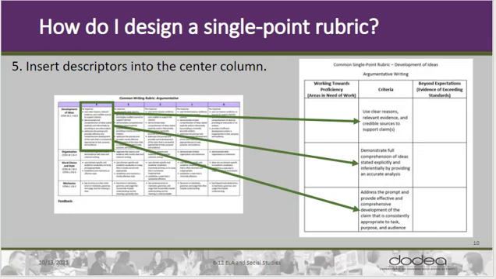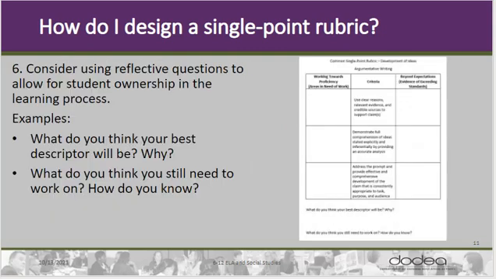So now you're going to use the middle column and insert your descriptors. So I know what I'm going to have on the left and the right as far as the grow and the glow. And then in the middle is the criteria. So I've broken that down. I've taken the descriptors from proficient and popped them in there. So now it has become a single point rubric. So now I have my rubric set up and ready to go with the kids.